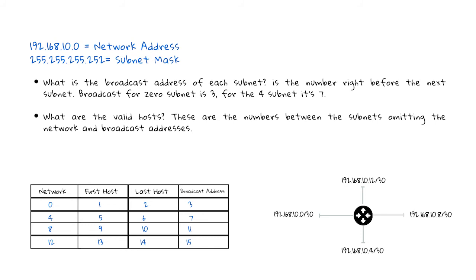What is the broadcast address? This is the address before the next subnet. So in our case, for the 0 network, 3 is the broadcast address. For the 4 network, 7 is going to be the broadcast address. For the 8 network, it's going to be 11. For the 16 network, it's going to be 19. And the valid hosts are the numbers between the network and the broadcast address. So for the 0 subnet, it's going to be 1 and 2. For the 4 network, it's going to be 5 and 6.